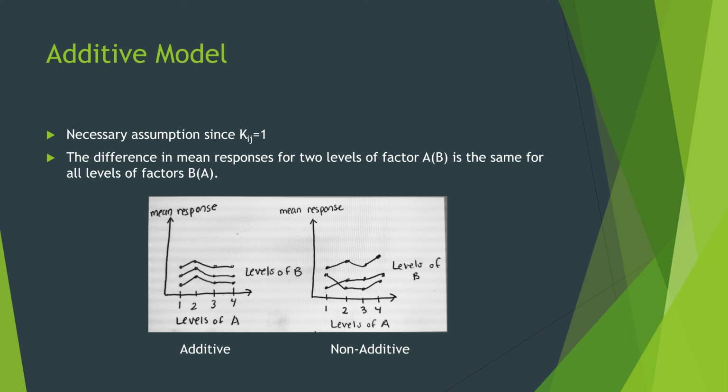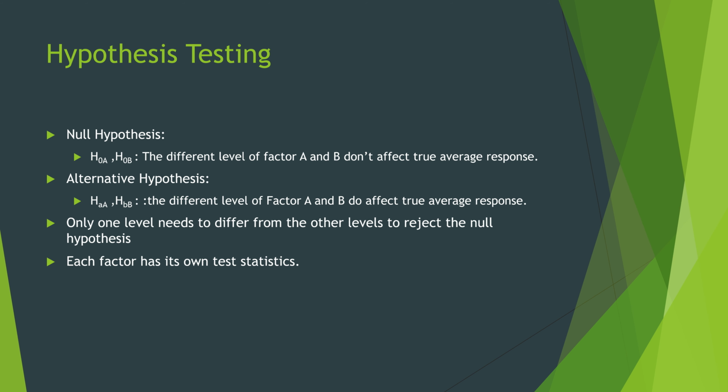Now moving towards the additive model. The additive model is an extension of the fixed effects model. Additive meaning that the difference in mean response for two levels of one factor is the same for the levels of all the other factors. Included are two examples of additive and non-additive models.